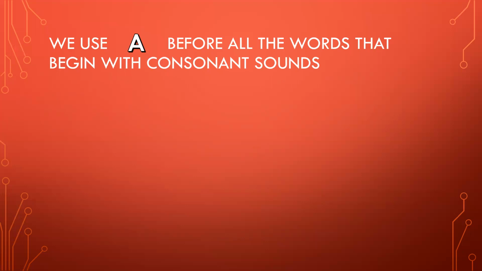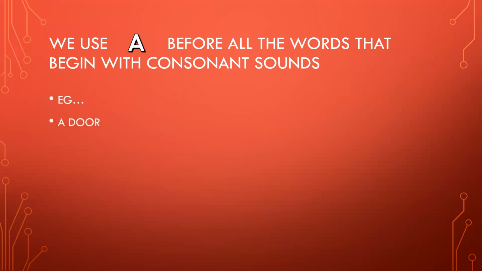You should know how to say the word, how to pronounce it, so that you can decide whether the word begins with a vowel sound or a consonant sound. Just to brush up your knowledge in case you have forgotten, vowels are A, E, I, O, U. And all the other letters of the English alphabet are consonants.